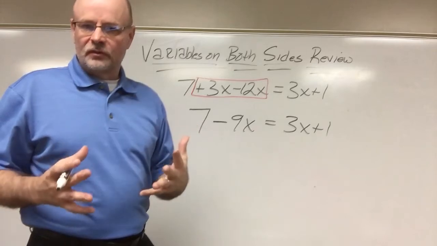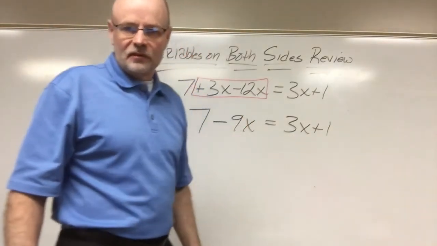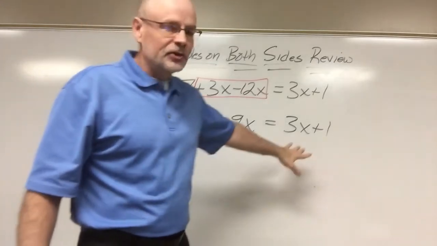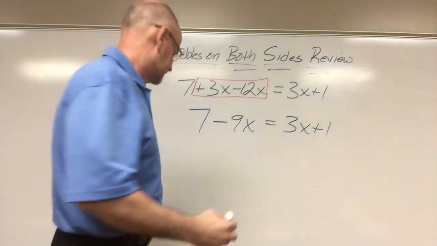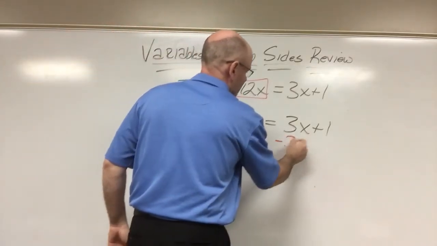And I would always start with your variables. So notice, I have a positive 3x. The inverse operation of that would be to subtract 3x. And I'm going to do it to both sides of the equation. So I'm going to subtract 3x from both sides.